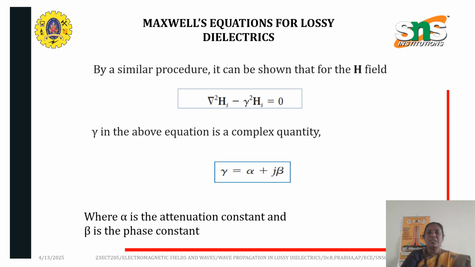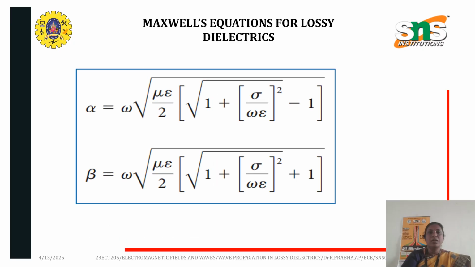Here gamma is a complex quantity. We know gamma is the propagation constant. It is equal to the real part alpha, the attenuation constant, plus j into the imaginary part beta, called the phase constant. Now the Maxwell's equations for lossy dielectrics give the values of alpha and beta. Since the lossy dielectric is an imperfect dielectric, it has an attenuation value alpha. The reason is the wave has the possibility of attenuating. Attenuation means reducing amplitude while propagating.